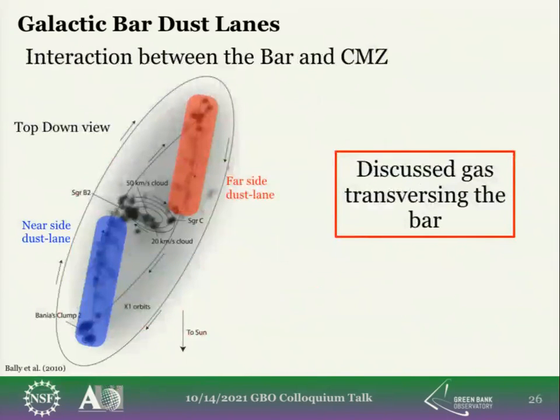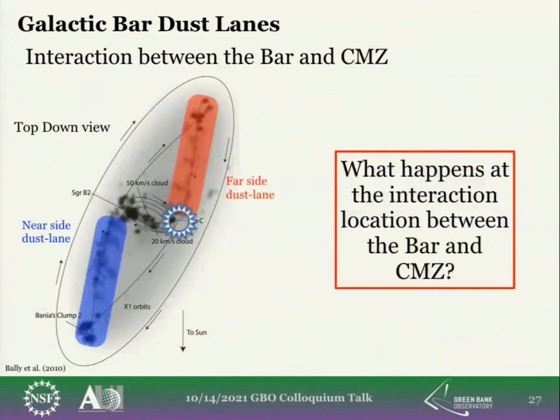Okay, so we've discussed gas that's traversing the bar, but now I wanted to discuss what happens at the interaction locations between the bar and the CMZ. As you have gas that's entering or accreting into the galactic center, what is happening at these interaction locations between the bar and the galactic center?